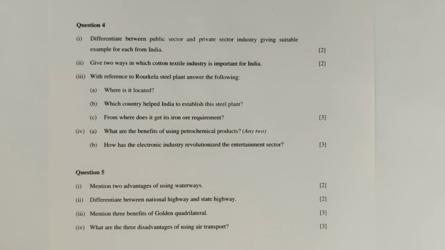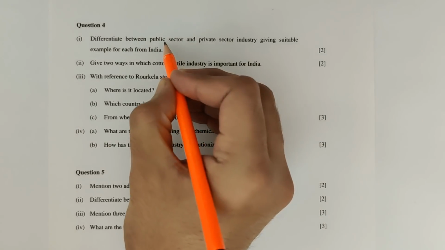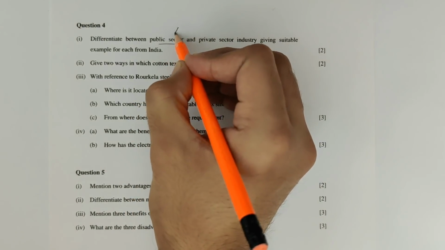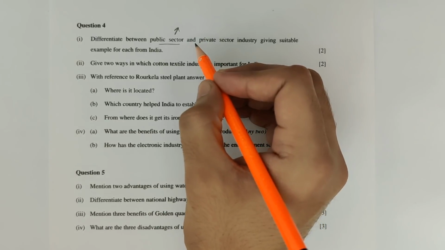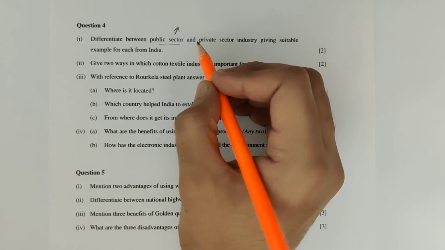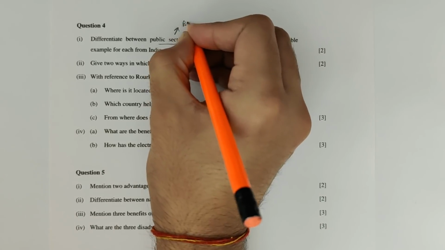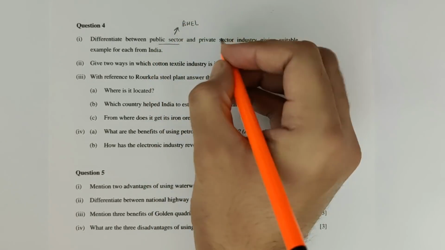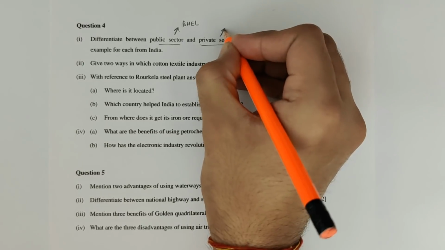Let me give you one example for each. For public sector, we have a company called the Bharat Heavy Electronics Limited, which is also called BHEL. For private sector, we have Tata Steel.